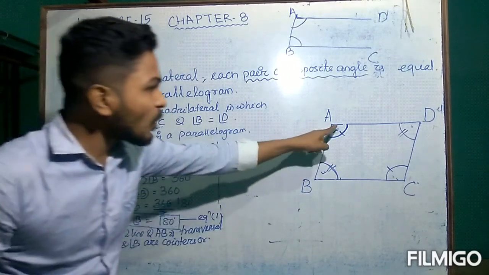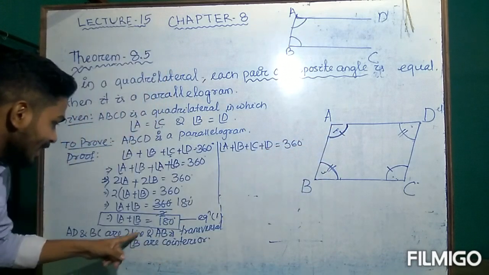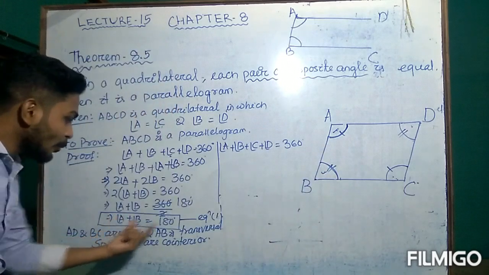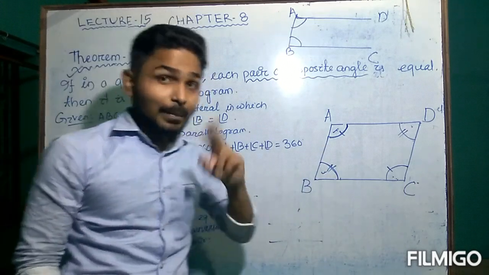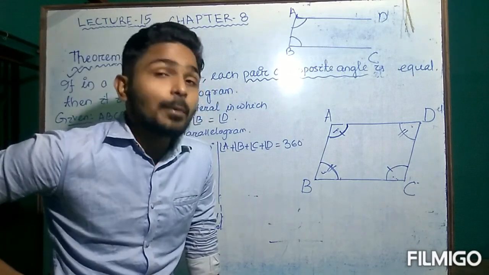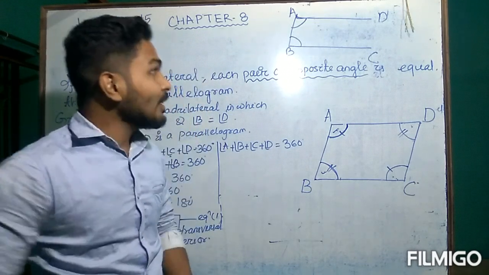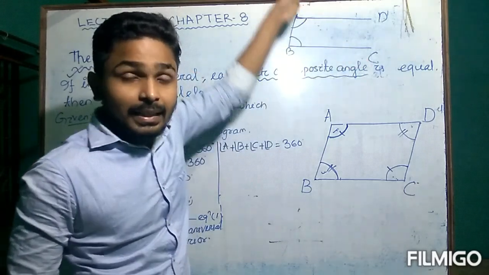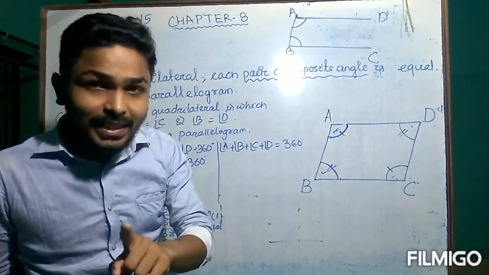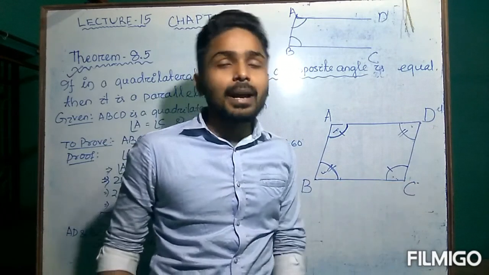That means the sum of two co-interior angles is 180 degrees. Here we have found A and B are co-interior and the sum of two co-interior angles is 180 degrees. Then remind the theorem number 6.6. According to theorem 6.6, we know if there are two lines and a transversal line, and the sum of any two co-interior angles is 180 degrees, then these two lines are parallel.